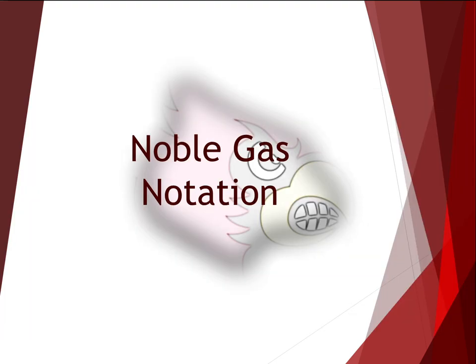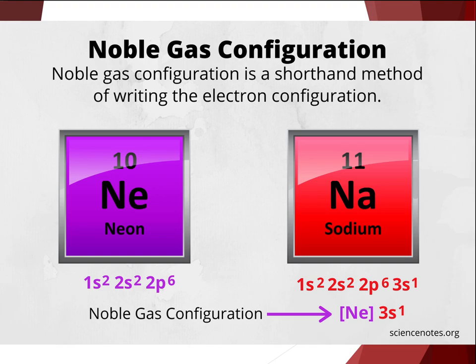Our next main idea, noble gas notation. The electron configuration of elements that have high atomic numbers, meaning lots of protons, becomes very complex. There is a shortcut for these elements to make their electron configurations easier to write. This method is called noble gas notation.